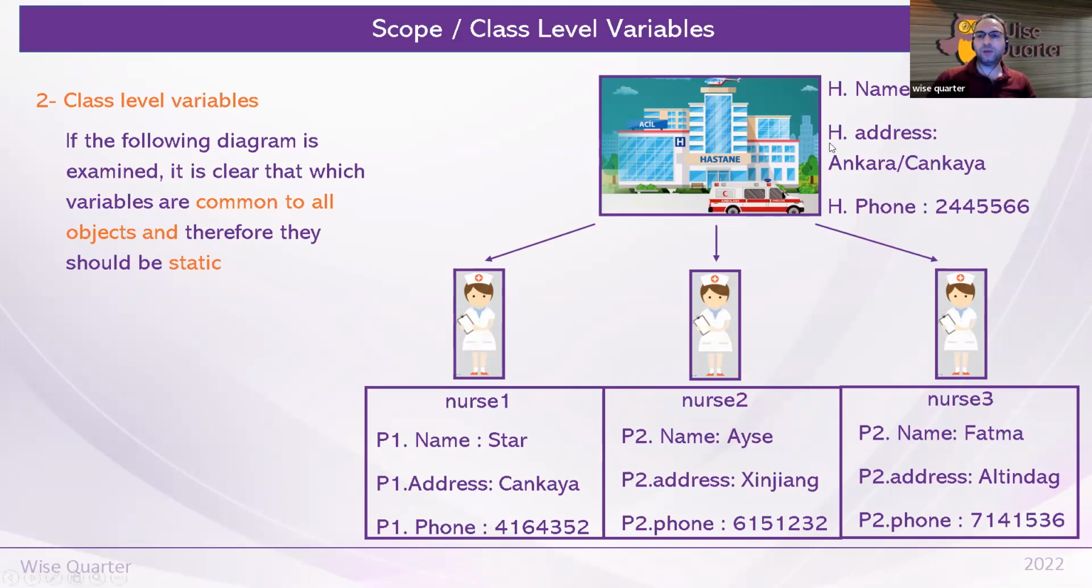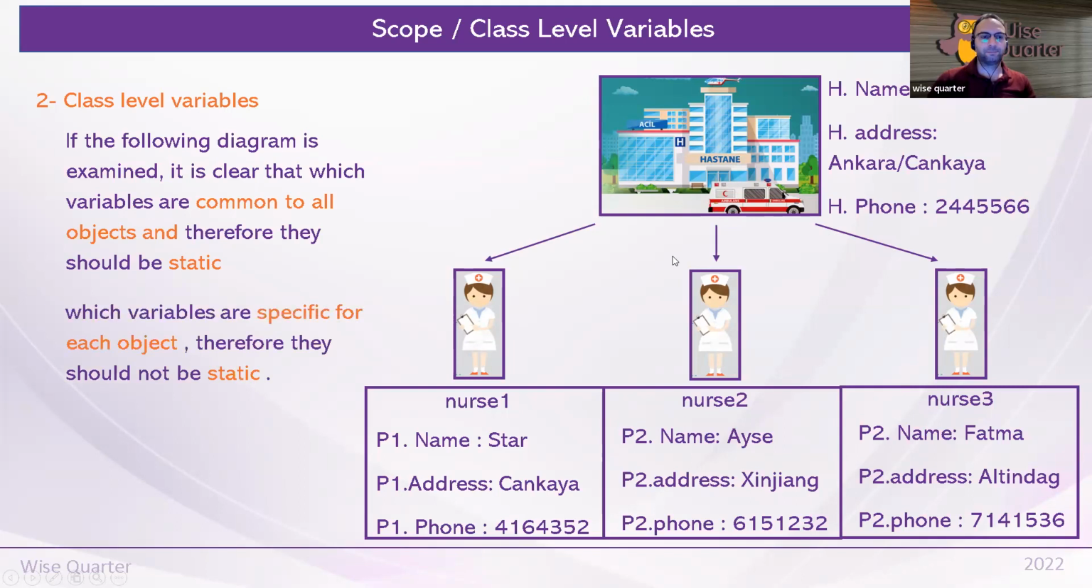But hospital name, hospital address, and hospital phone will be the same for everybody. If you ask nurse one, what is the name of your hospital? She will say the same thing. And the answer to this question for all of them will be the same. Address will be Çankaya, Ankara, and the phone will be the same too. So if they are the same for everybody, they should be static variables. That's the key. Each variable is specific for each object, therefore they should not be static. If it is changing for each object here, it should not be static.